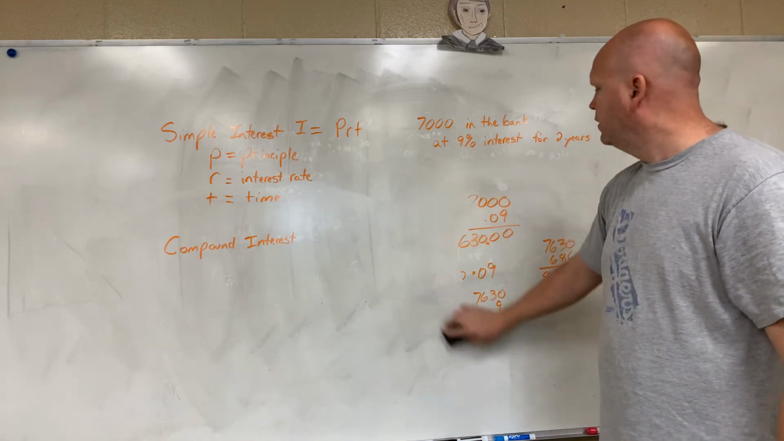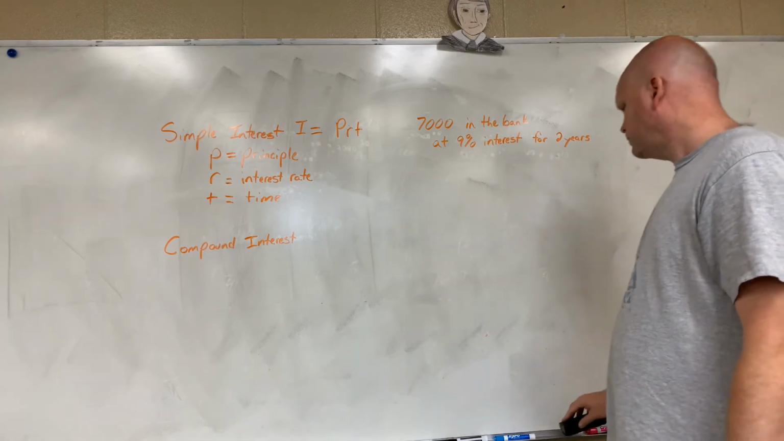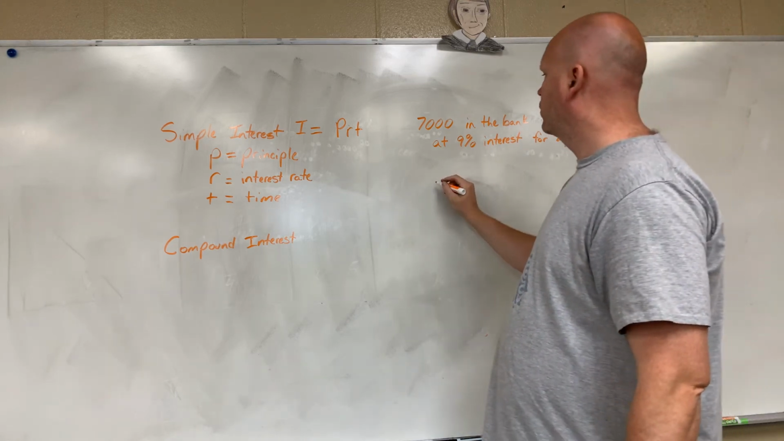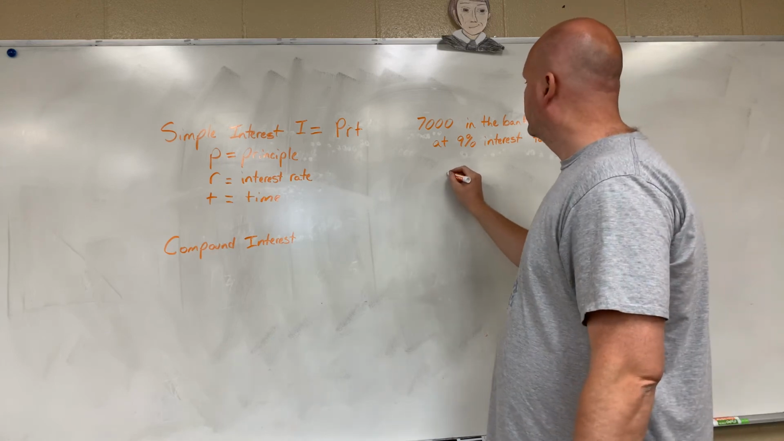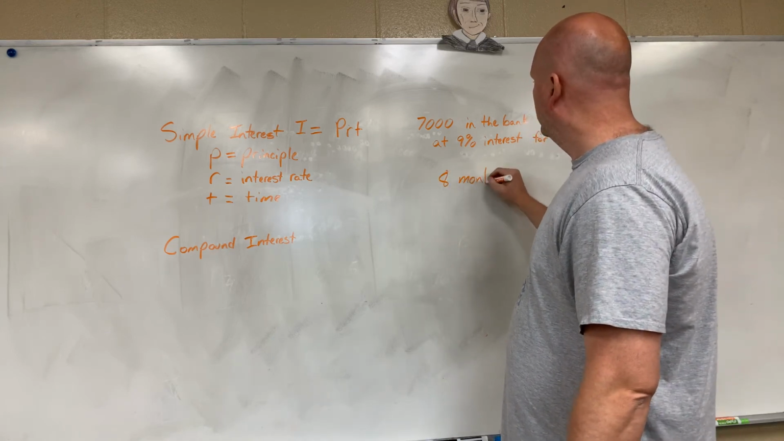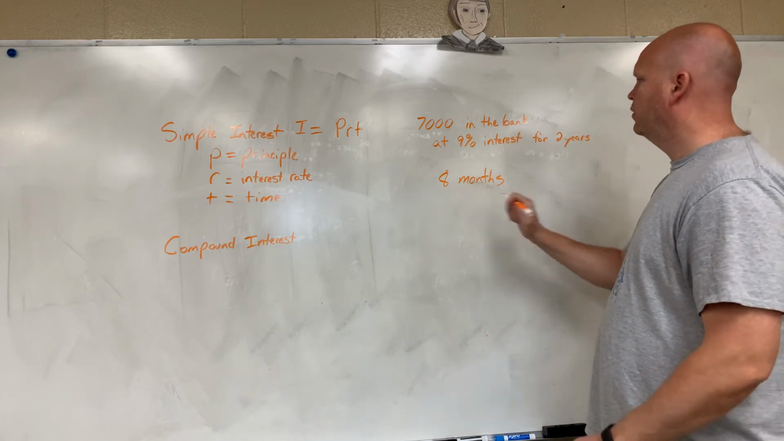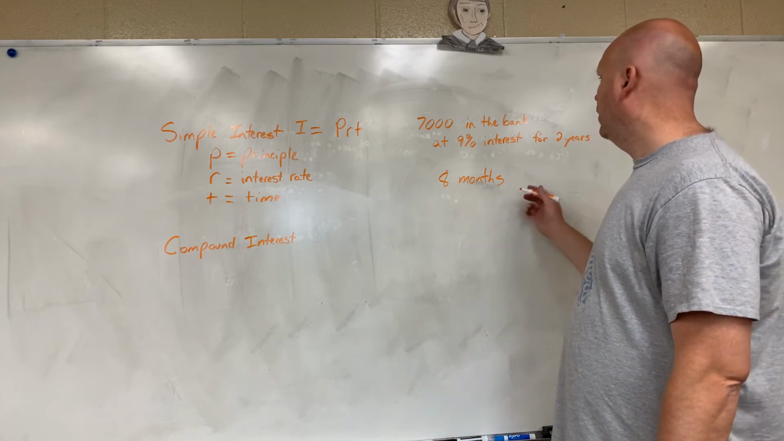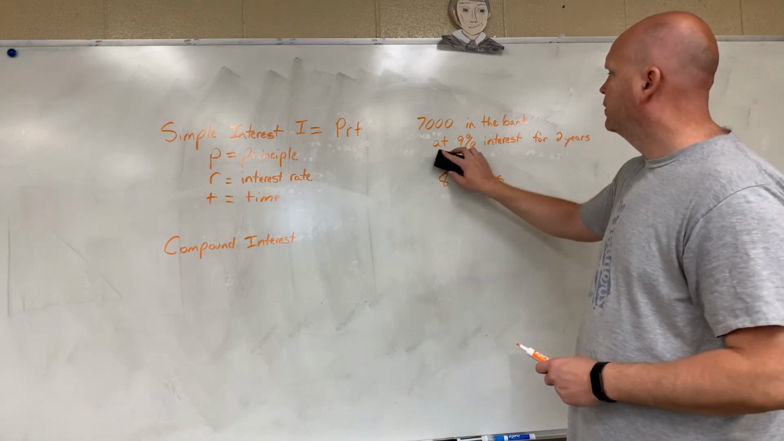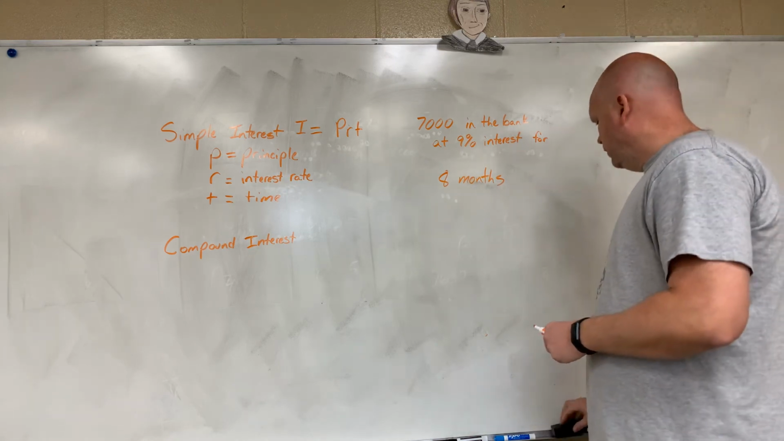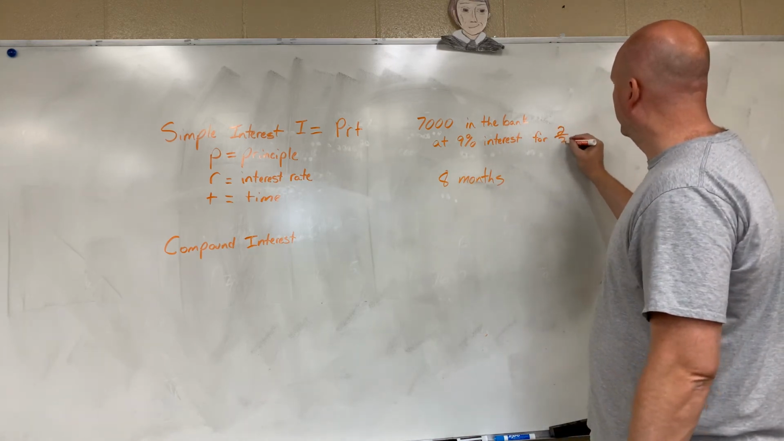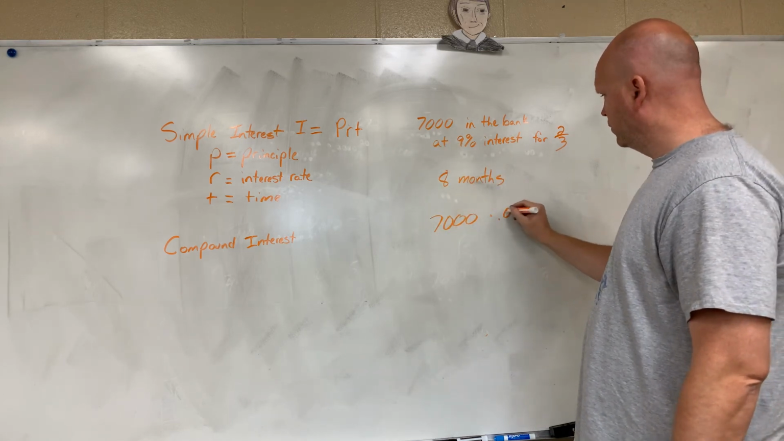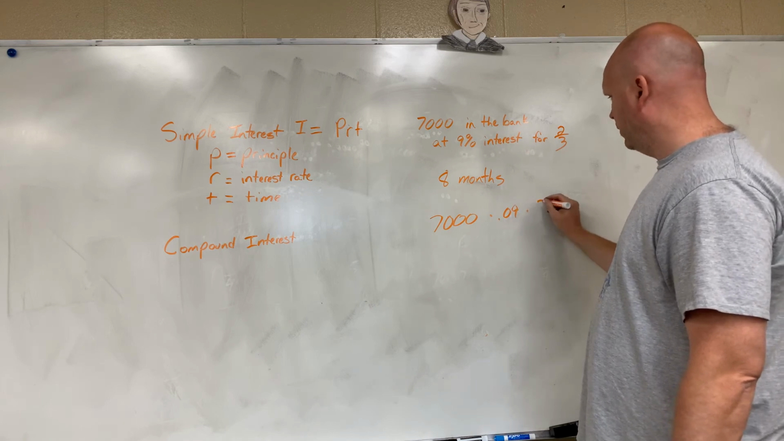The other thing is, sometimes they will give you, instead of years, they'll say this is usually with just simple interest, they'll say 8 months is the time. If 8 months is the time, what you do is you would actually say 8 months is what portion of a year. So 8 out of 12 or 2/3. So we would change the 2 years to 2 over 3. So we'd still multiply 7,000 times 0.09, and then we times it by 2 over 3.